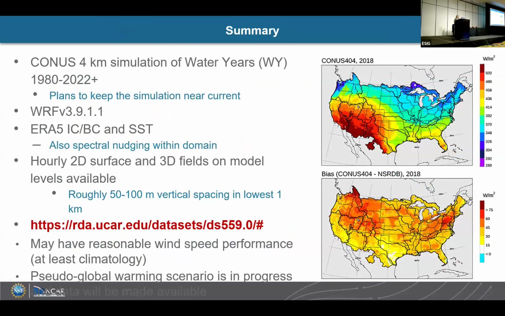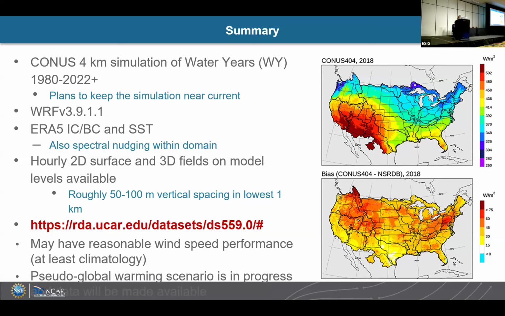So in summary, we do have this CONUS 404 data set. It's 42 years. They are continuing to run it to keep the simulation near current. So there will be new years coming out. It's based on the Weather Research and Forecasting model. It has ERA 5 initial boundary conditions and SST with spectral nudging. It produces hourly 2D surface and 3D fields, roughly 50 to 100 meter vertical spacing.